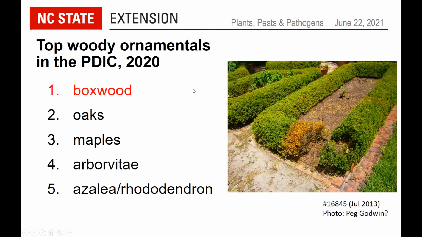I'm going to start out with a repeat of a slide that I did when we talked about the Cupressaceae, the arborvitaes and so forth. Back then we were highlighting what was number 4 on this list as our 4th most popular, but today it's our number 1 woody ornamental that we received in the clinic last year. It is very popular, of course, but it also has quite a few problems, so it gets submitted to us pretty frequently.